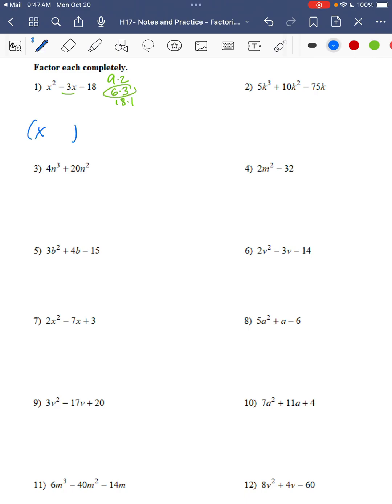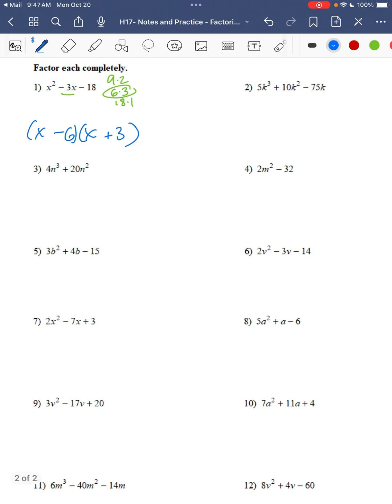So I got x and 6 and x and 3. I don't put any signs yet because I'm thinking to myself, this makes 3x, this makes 6x, and I want this to end up to be a negative 3x. So I want a negative 6 and a plus 3. So that's how I know to put a negative here and a plus there.